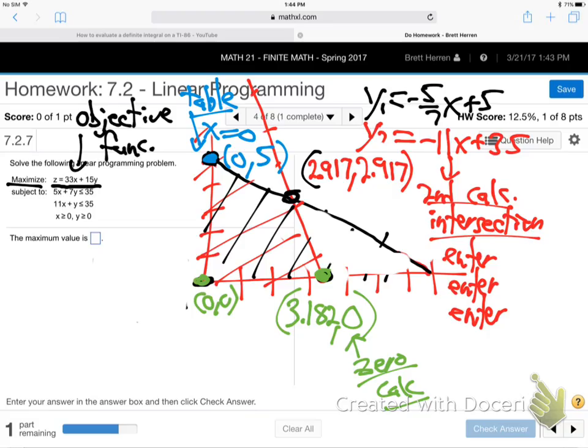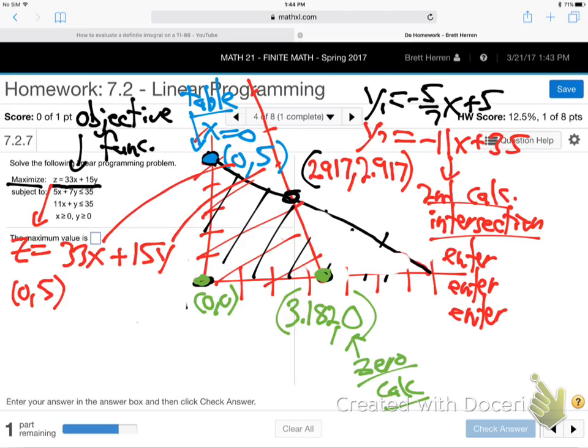To this objective function right here, Z equals 33x plus 15y. I'm going to plug in one at a time. First, 0, 5. Doesn't matter what order you do them in. So I'm plugging in 0 for x, 5 for y. What do I get? 33 times 0, 15 times 5. What is that number? 75? Yeah, 75. That's my first answer. Let's do the next one.